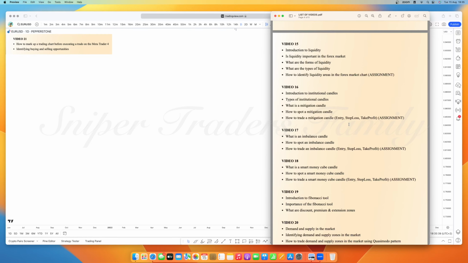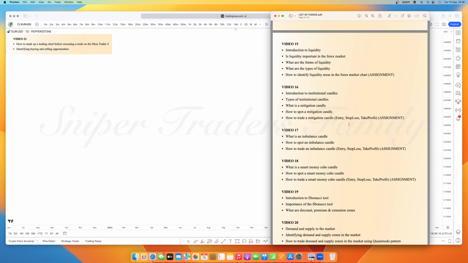And in video 16, we talked about institutional candle, mitigation candle, how to spot a mitigation candle, how to trade a mitigation candle. And then video 17, we talked about imbalance, how to spot it and how to trade it. Video 18, we talked about smart money cube, how to spot it and how to trade it. And in video 19, we talked about the Fibonacci tool, the importance of the Fibonacci tool, and I explained to you what discount, premium, and extension zones are in the market.